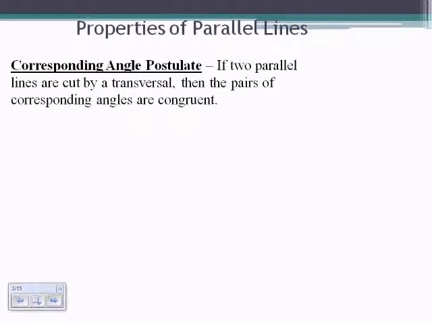The corresponding angle postulate states if two parallel lines are cut by a transversal, then the pairs of corresponding angles are congruent. Here we have the diagram showing angle 1 and angle 2. Seeing as how angle 1 and angle 2 are corresponding angles, as we've previously defined in our previous lecture, angle 1 and angle 2 are then congruent.